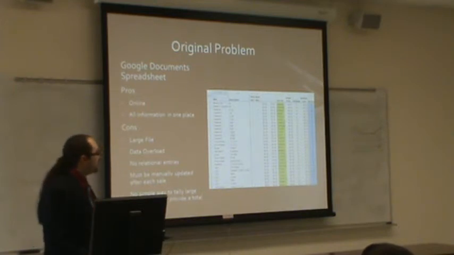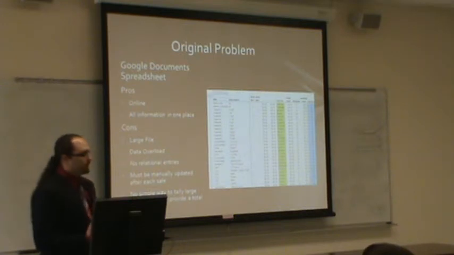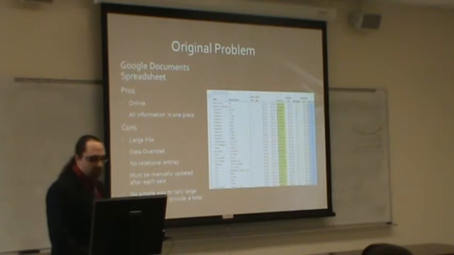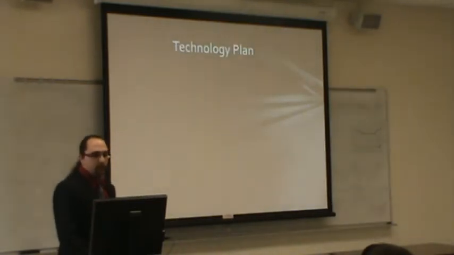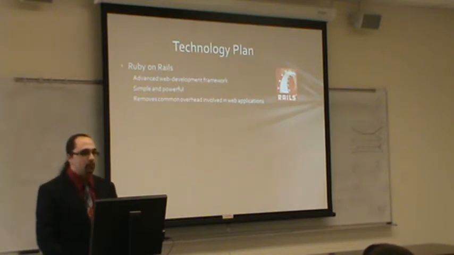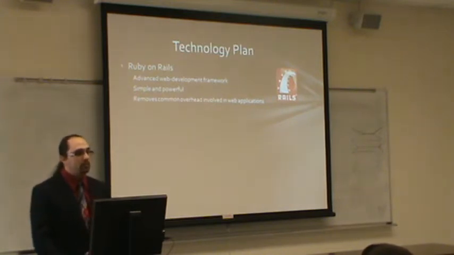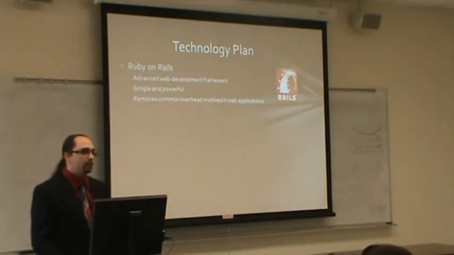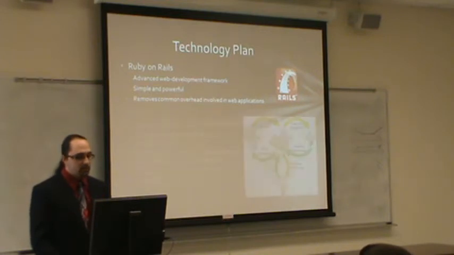Modifying one entry didn't modify other things. If we sold the parts kit, we didn't modify the inventory for all the components, and everything had to be manually updated. So what I ended up doing was developing an idea for a new application using Ruby on Rails. It's an advanced web development framework, simple but very powerful, and it removes a lot of the overhead that you commonly see in web applications.